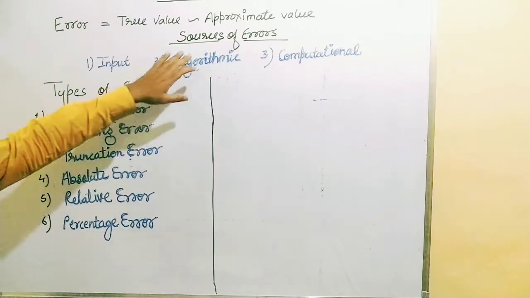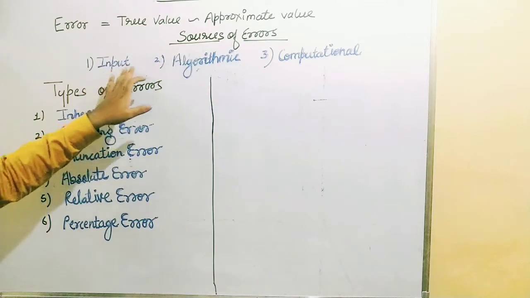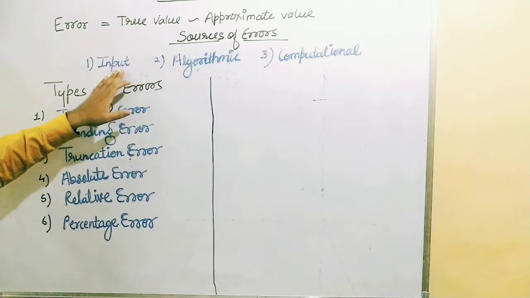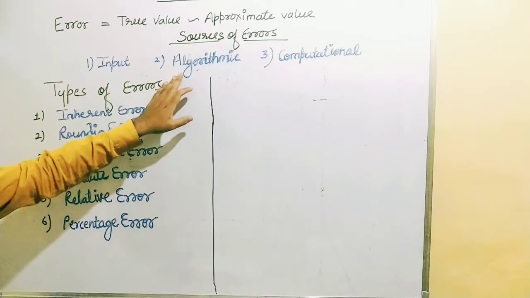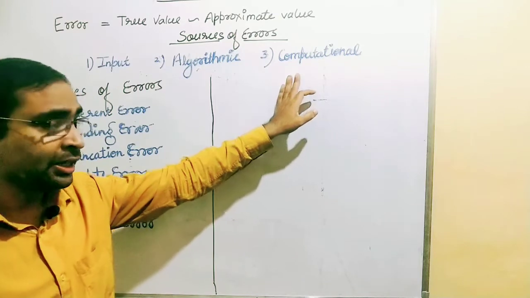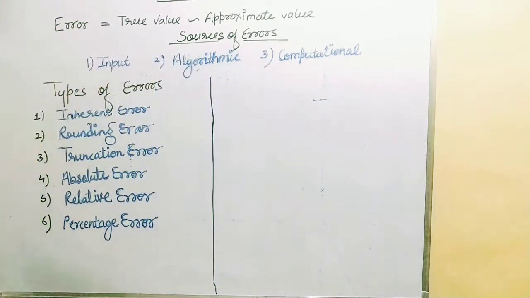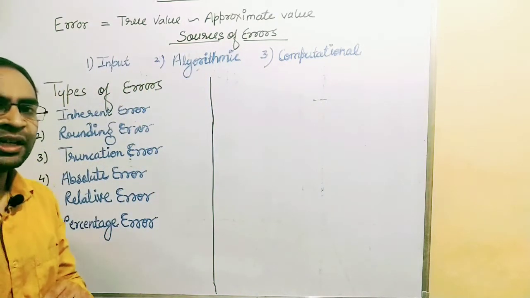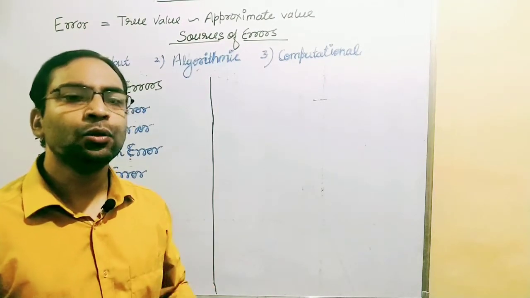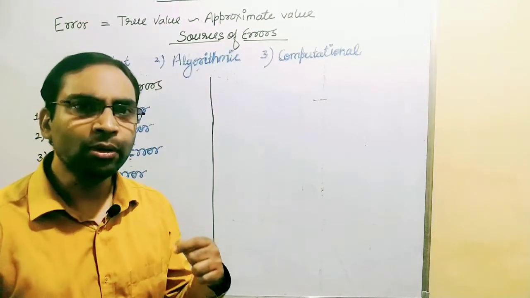So in numerical methods, there are three main sources of errors. One is the input, the second is algorithmic, and the third is computational sources. So let's see what we mean by input sources. The input source is a source from where we are getting the input value of the variables we need to measure.